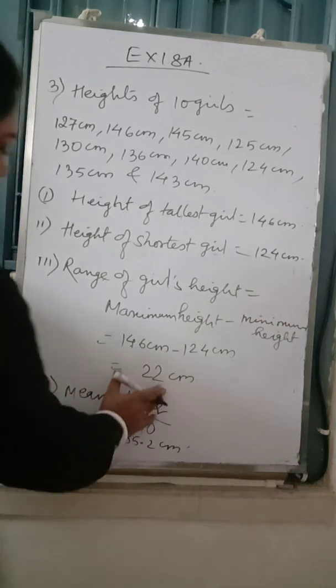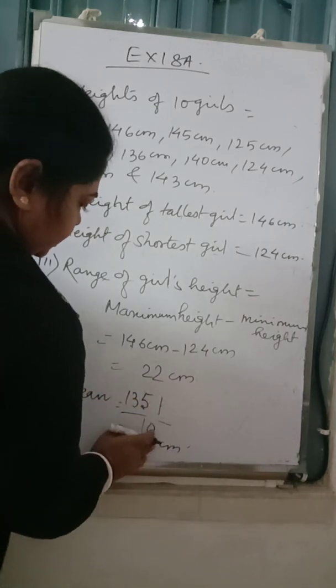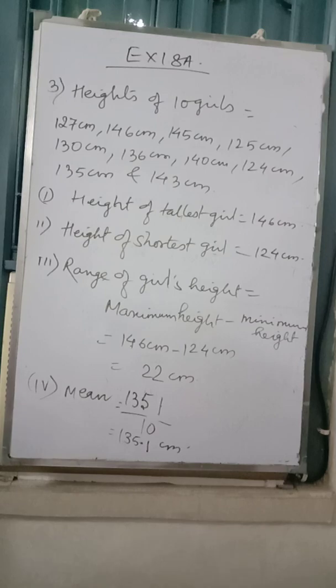Now this is 1. Just 135.2 centimeter is the mean height. So number 4 you have to do.